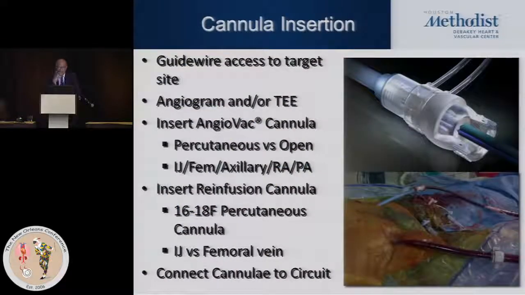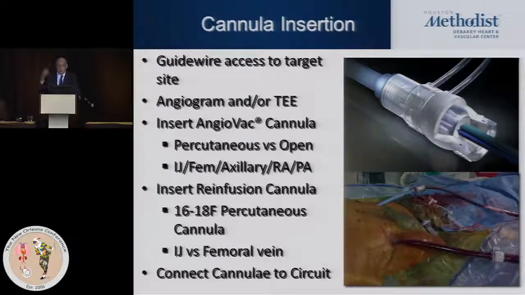So the method of insertion is you get guide wire access to your target site, do an angiogram and or TEE, and we prefer to do both. Insert the AngioVac cannula. You can do it percutaneously versus open. It does take a 26 French dry seal sheath, which is what we use routinely.